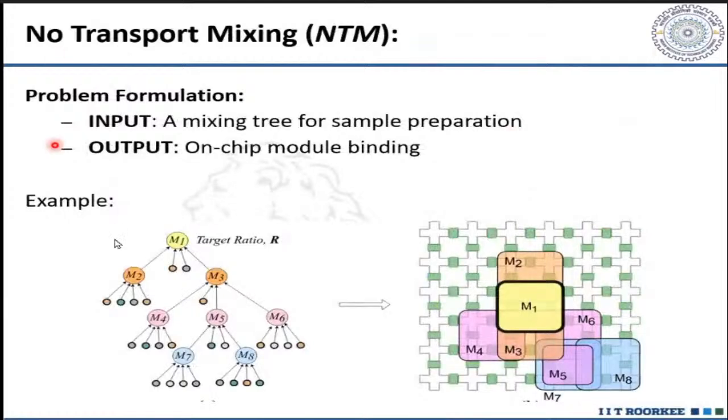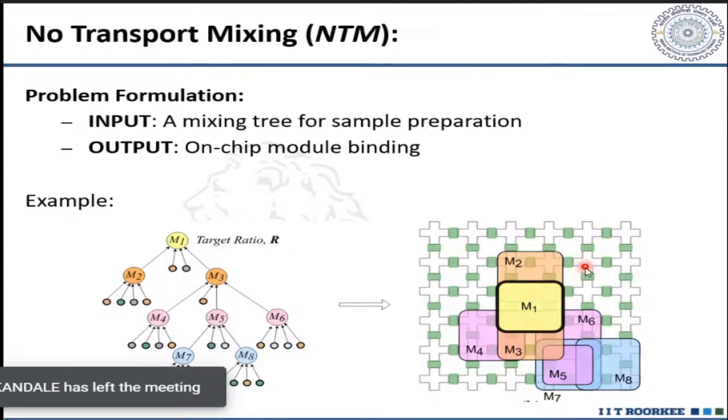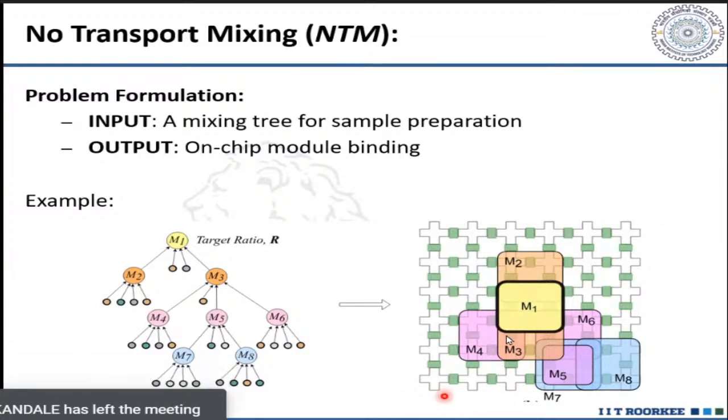The problem here is that in the mixing in the PMD, you can mix in a particular location, but after mixing, you cannot move one fluid to another. I mean that from one cell to another cell, this fluid cannot be moved, but you can have a flow from the inlet. There is an inlet, there is an outlet, so you can have a flow.